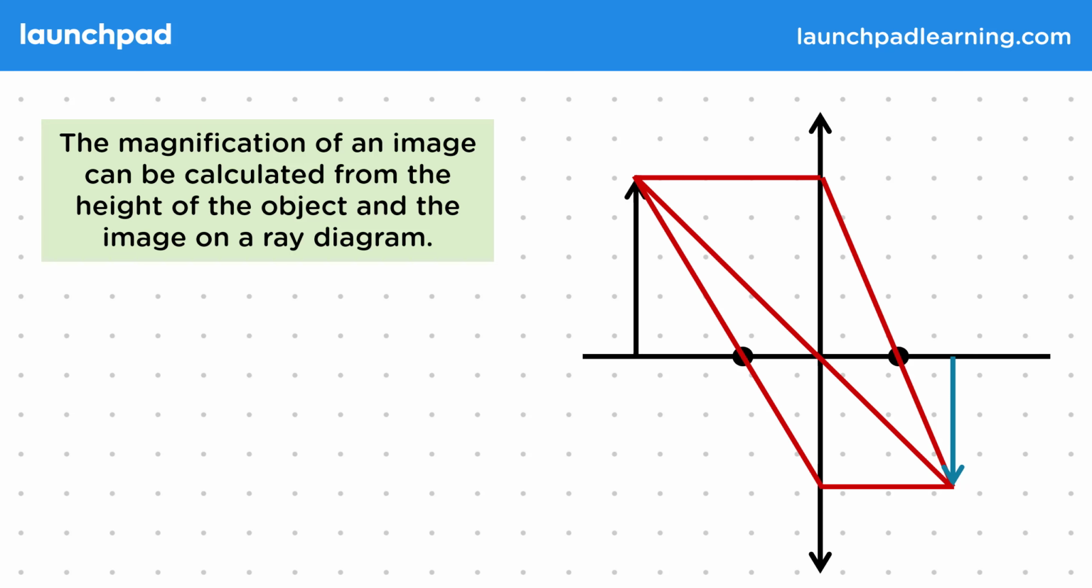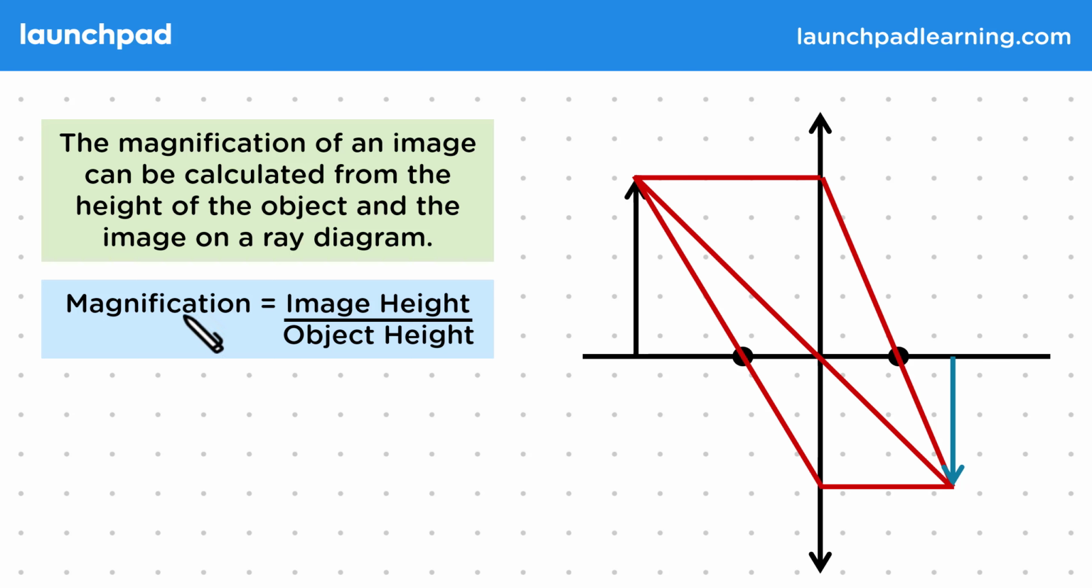Now remember that the magnification of an image tells us how its size compares to the object. From a ray diagram like this, we can calculate the magnification using the formula magnification equals the image height divided by the object height. But what are the image height and the object height? Well, we can just measure them directly from the diagram.